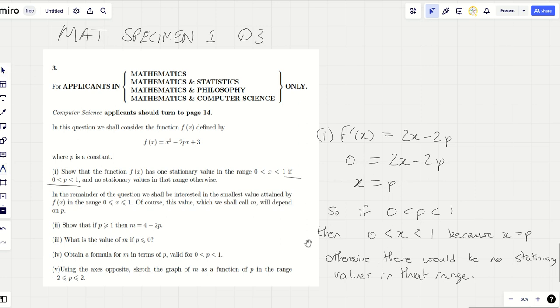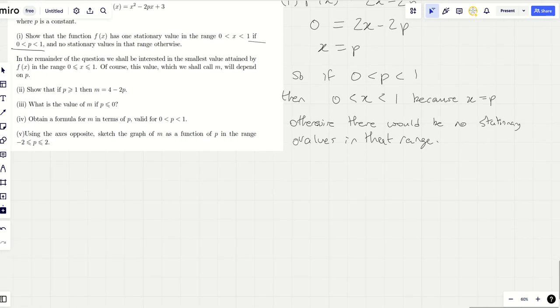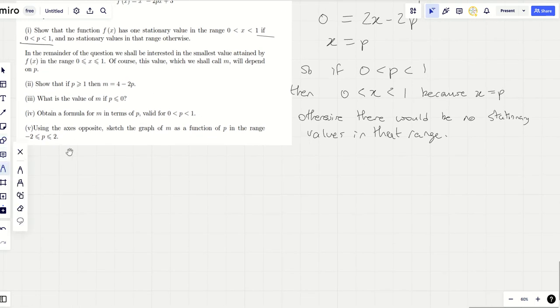Okay, in the remainder of this question, we'll be interested in the smallest value attained by f of x in the range 0 to 1. Now, this is a very common kind of idea because it trips people up when trying to state the range of a quadratic. They forget that it's got a minimum value, so if you restrict the values on a quadratic, you can't just chuck in the smallest and largest x value to find the range of the function. You've got to check for the turning point. And that's really the point that this question is getting at.